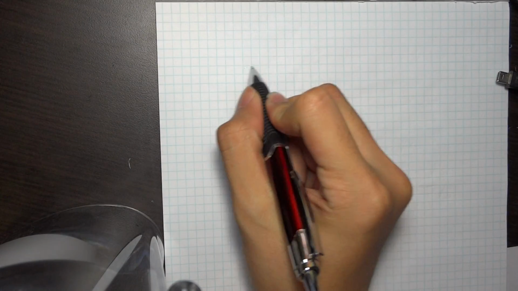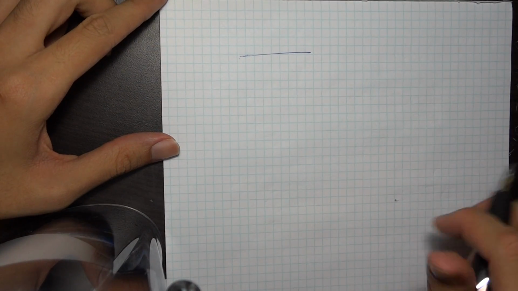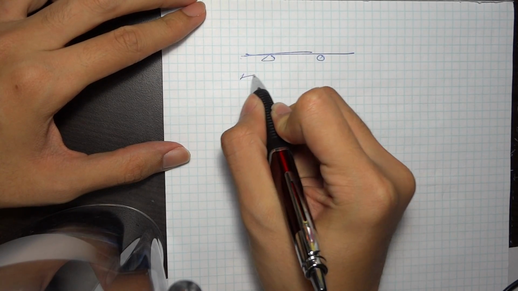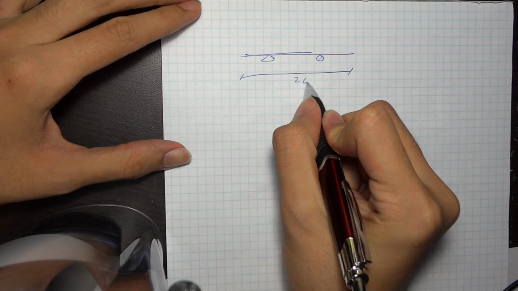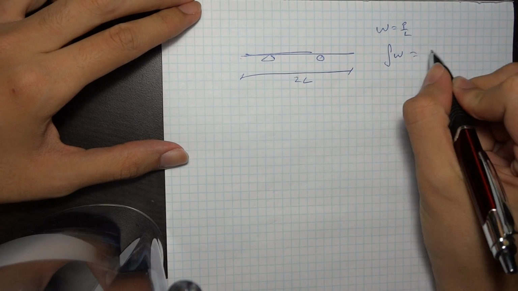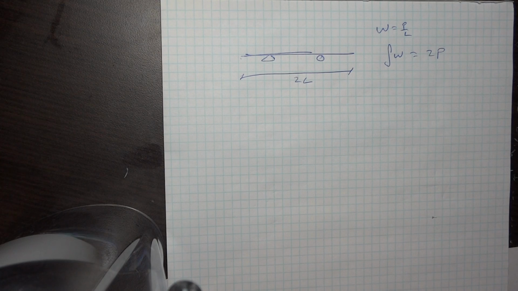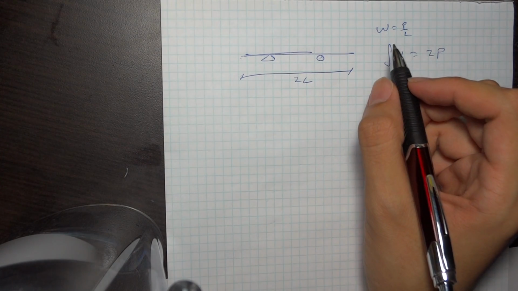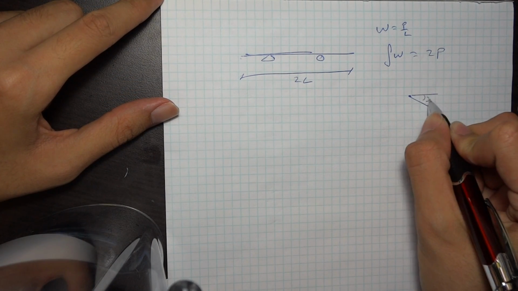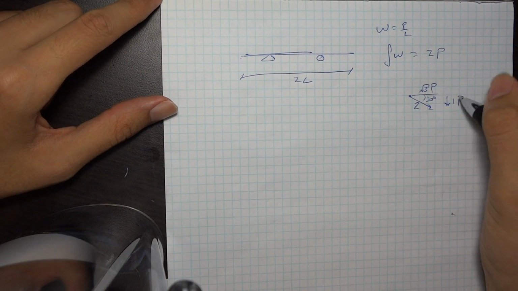First off, when you're doing this problem, keep in mind that this whole length is not L. This length is 2L, which means because your w is given in terms of P over L, this total omega is going to equal 2P. I don't want anyone getting tricked by that. You have 30 degrees, so this is 1, this is square root of 3, this is 2P.